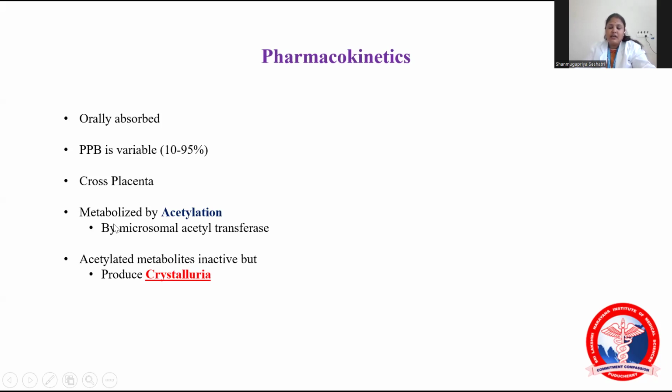Okay. Coming to the third part, metabolism. I already told you the drugs get metabolized by phase 2 metabolism with the help of the acetylation process by microbial acetyl transferase. After getting broken down, these drugs get excreted in urine in crystal form. That is why we get crystalluria as a side effect of sulfonamide. Okay.